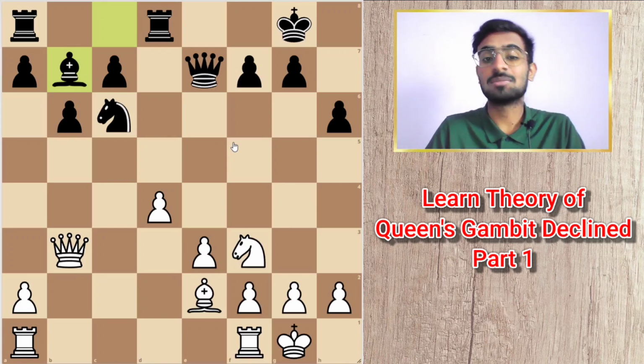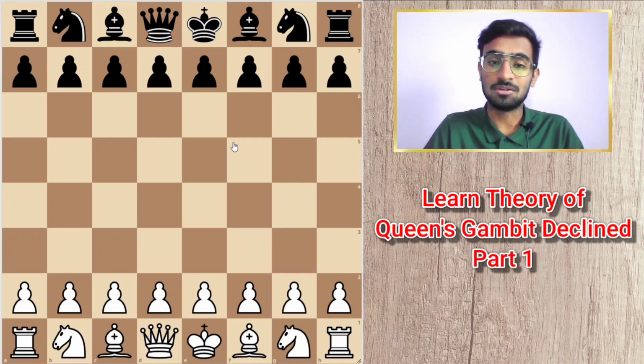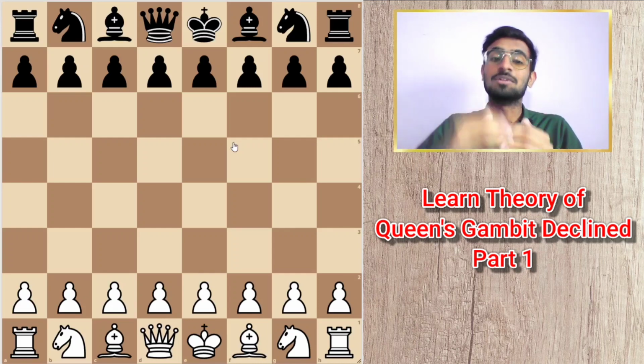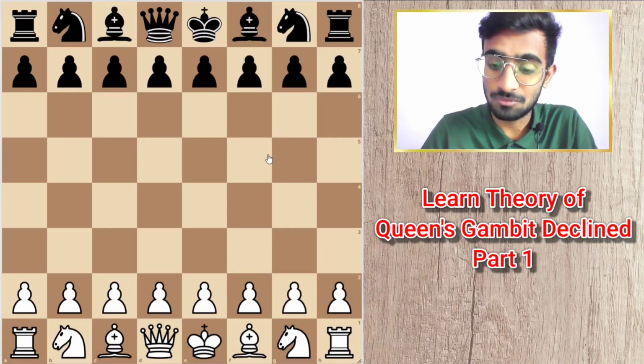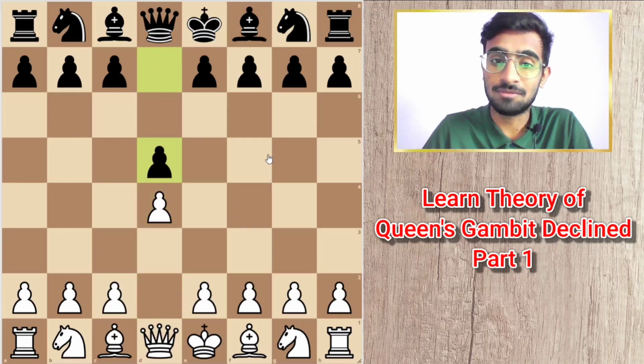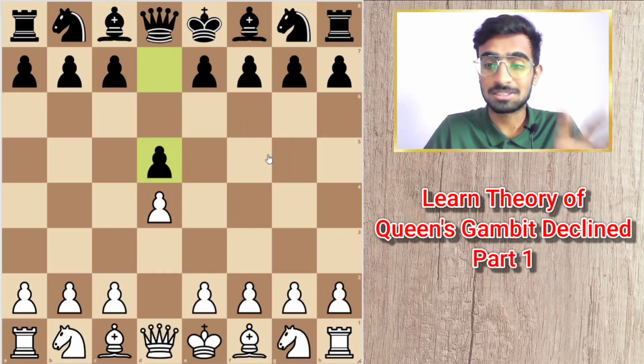Okay, now let's go back and look at the last, that is the fifth variation of this video. The other five variations we will discuss in the next video, that is part 2. It starts with the move pawn to d4, d5. Let me just tell you the name. This is the Cambridge Springs variation.